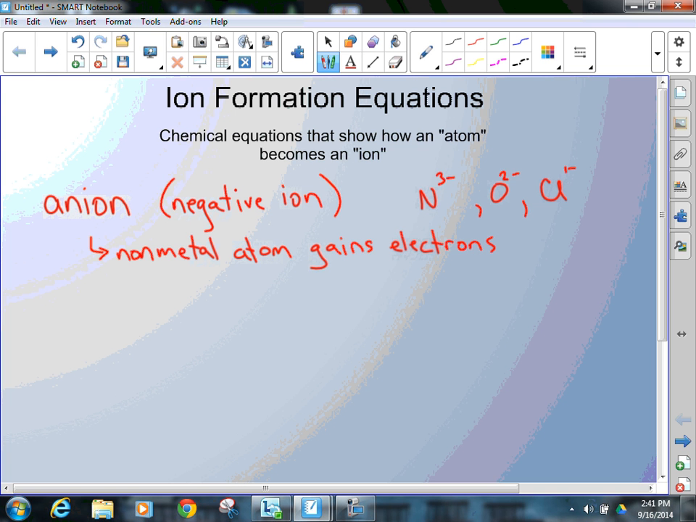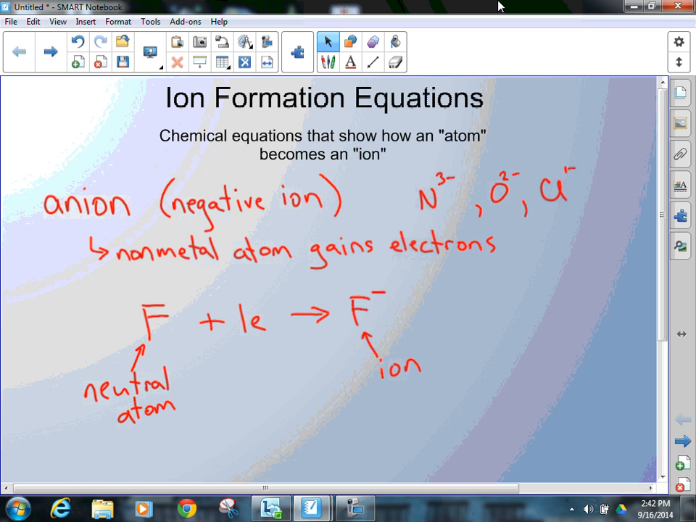Here's an example of one. We can take fluorine, for example. The atom fluorine can gain 1 electron and turn into the F- ion. In these ion formation equations, you'll always notice that the neutral atom goes on the left side of the equation. So it always goes on the reactant side, whereas the ion always goes on the product side.